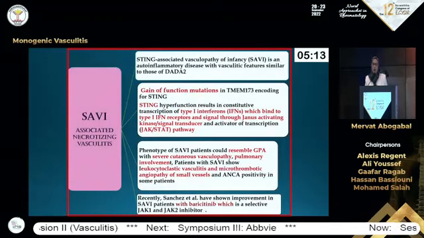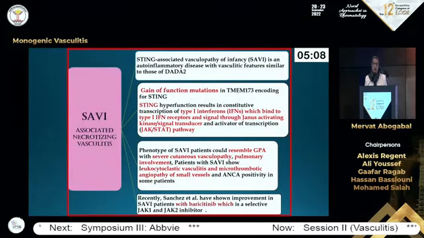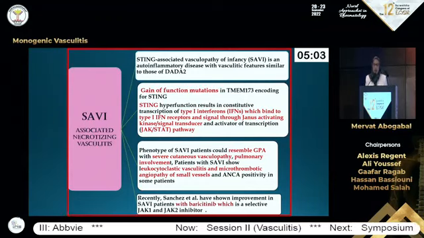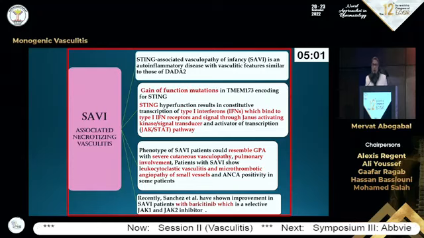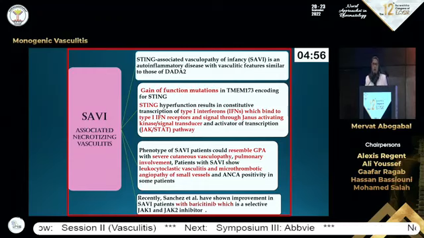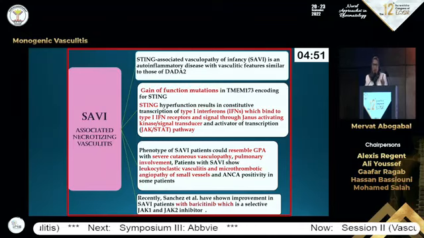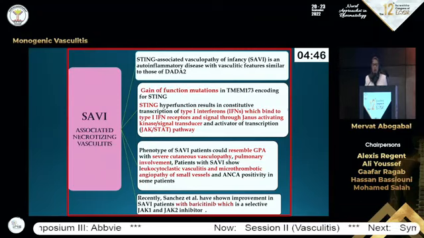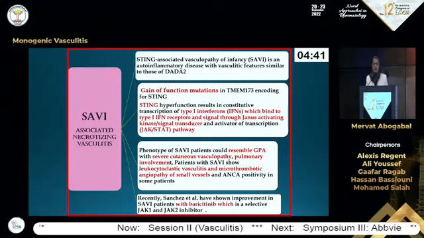The next form of monogenic vasculitis, which usually occurs in children, is SAVI, STING-associated vasculopathy of infancy. What is meant by STING? Stimulator of interferon gene protein. Here there is a gain of function mutation in the gene encoding STING. This results in overproduction of interferon type 1, which binds its receptors, resulting in increased signaling through Janus activating kinase.